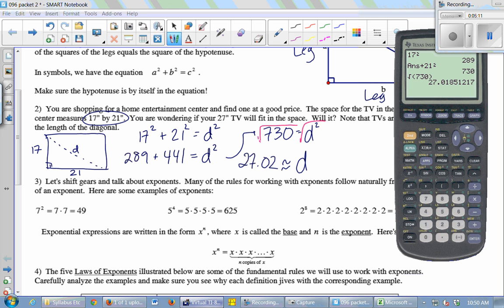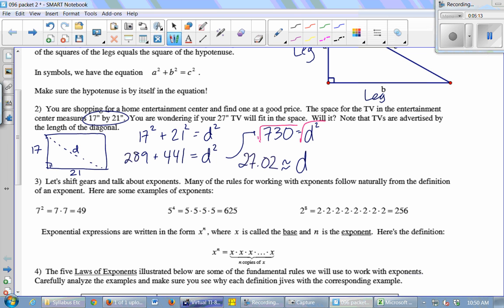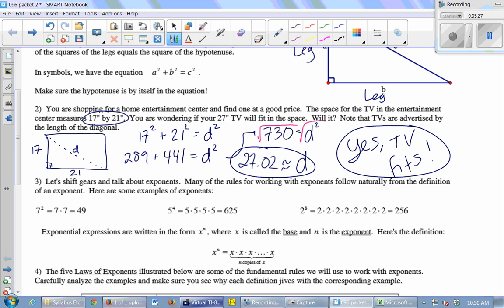So will my TV fit in there? Yes, because the TV diagonal is 27 inches. It will just barely fit, right? Yes, the TV fits. Questions there?